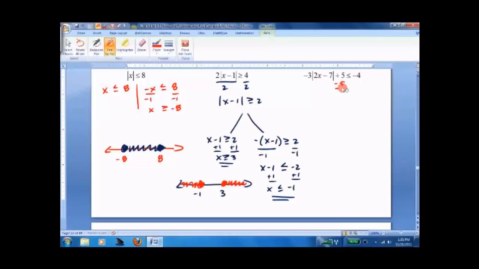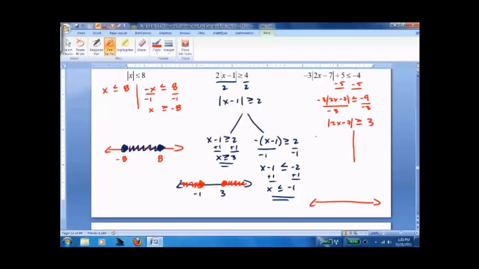We've got to get this absolute value alone. Subtract 5 from both sides. Negative 3 times absolute value of 2x minus 7 is less than or equal to negative 9. Divide by negative 3. Absolute value of 2x minus 7 is greater than. Why did I flip the sign? Because we divided by a negative. So now I would expect 2 arrows down here at the bottom whenever I get my answer.